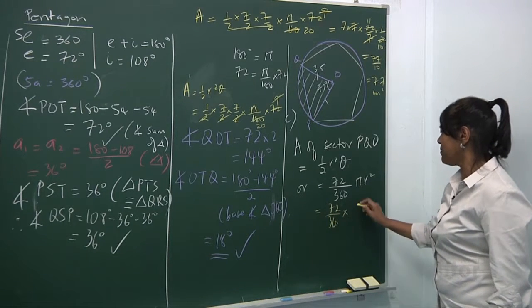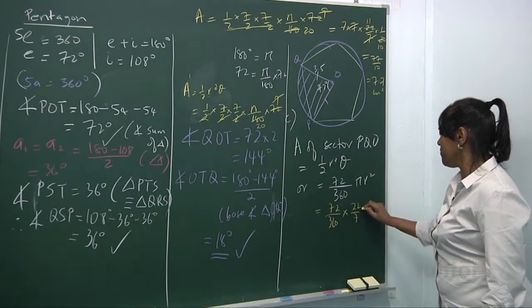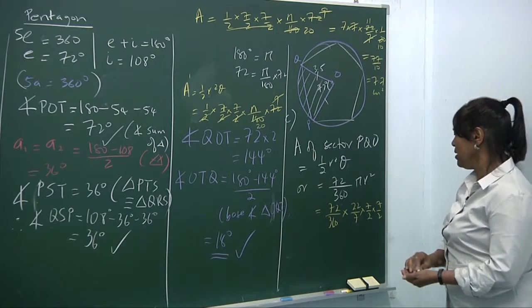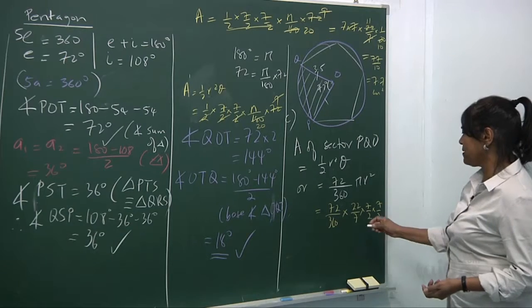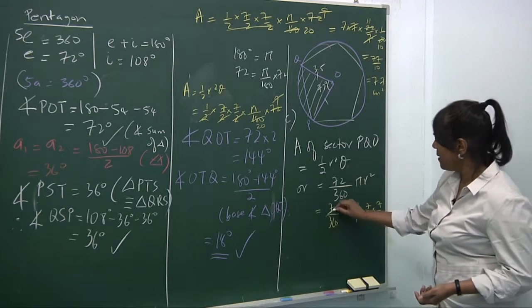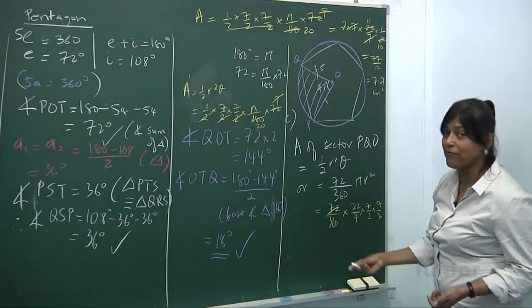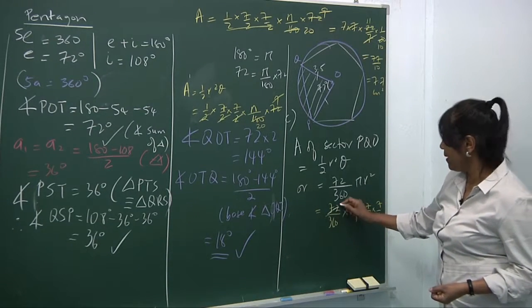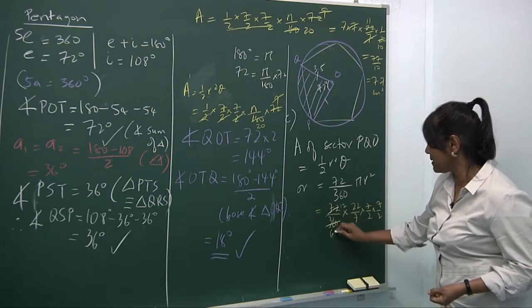Times pi r squared. Pi is 22 over 7. R is 7 over 2. You could see we could cancel this by 72 and this will be 1/5, but if you're not very clear, we can divide by 6. That will be a 12. This will be a 60.